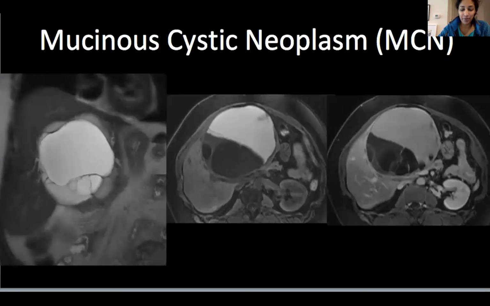Here's just one more example of an MCN. So you can see that there's this big T2 bright lesion, but it's got true enhancing septa in it. It's got this mosaic pattern or stained glass pattern. This is typical of mucinous lesions, especially of the ovary. And then on the post-contrast, it has those true enhancing septations.